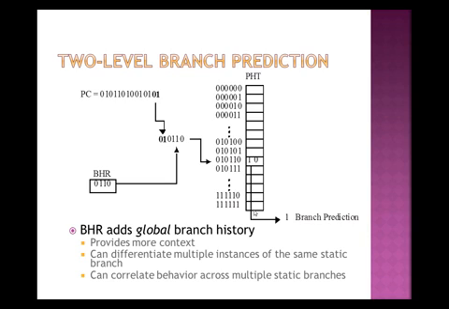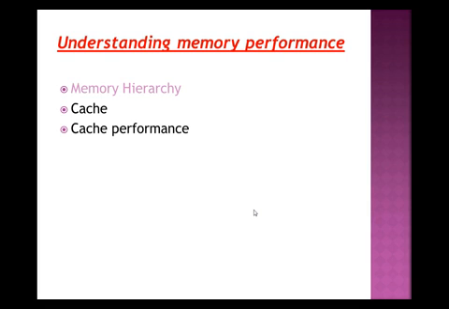This is the diagram that shows the Smith predictor hardware. This is two-level branch prediction, that is, how more than one branch history can be used for the computer program, which increases the performance of the program.